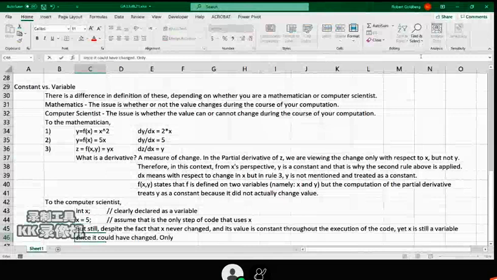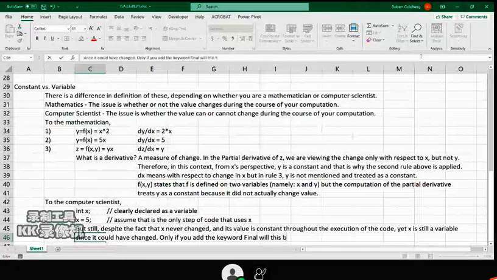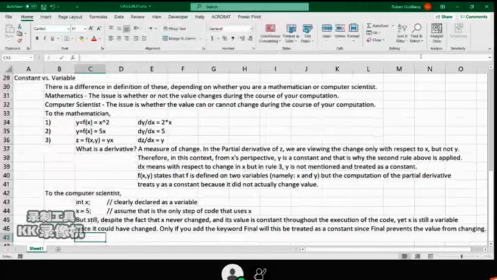Only in the case of Java, only if you add the keyword final will this be treated as a constant, since final prevents the value from changing. So again, it's not whether it will or won't. It's whether it could or can't. But to the mathematician, it's whether it did or didn't, whether it will or it won't.